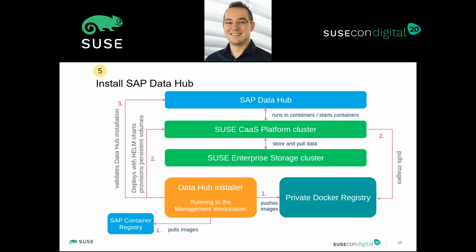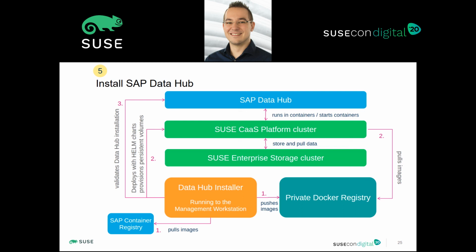So at the bottom you have the orange box of the Data Hub installer, which is running on your workstation. And what it does is first it will pull the images from the SAP container registry and push them to your private Docker registry you installed. The next step would be that the Data Hub installer would deploy the SAP Data Hub using the Helm charts to the CaaS platform, and it also provisions the persistent volumes.